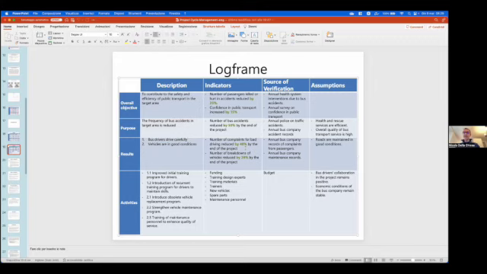Of course, we could say 50%, 100%, but what we have to do is to make a decision and identify a realistic figure that can help us measure the achievement of our results. Now, where are we going to find this number, how are we going to measure this? And here is the column source of verification.